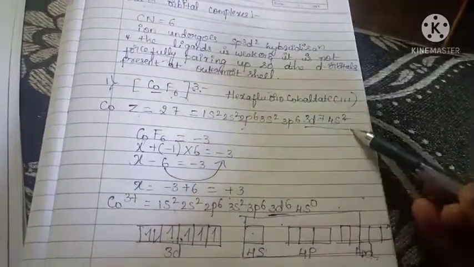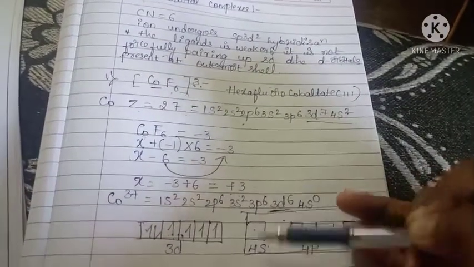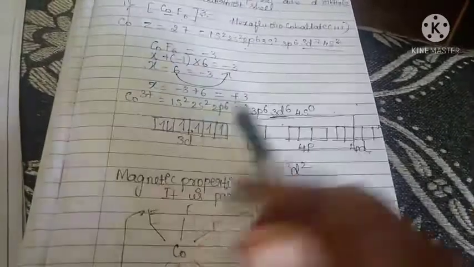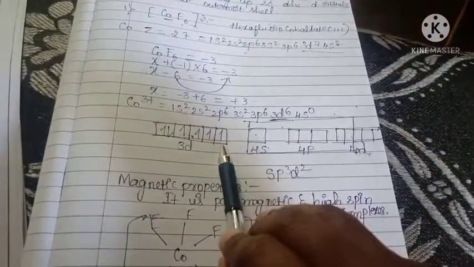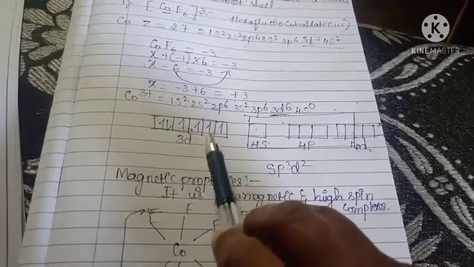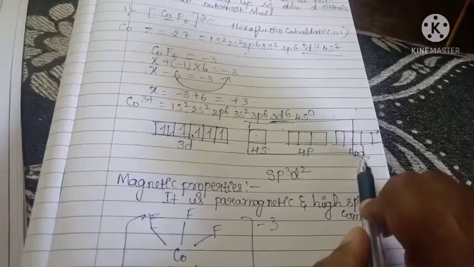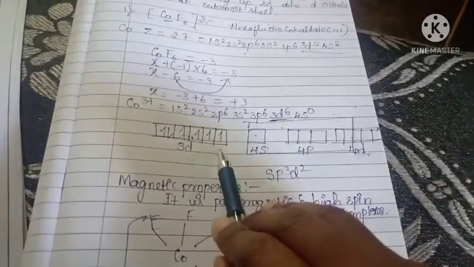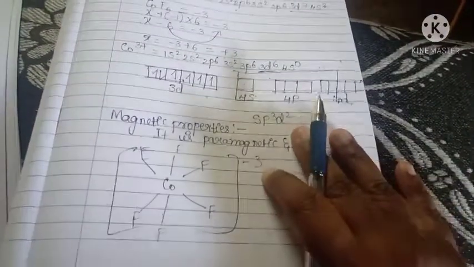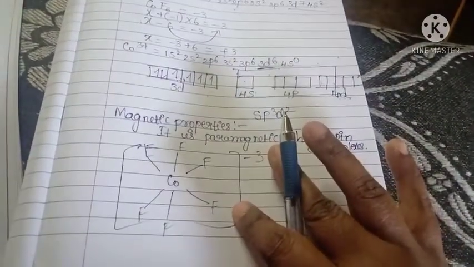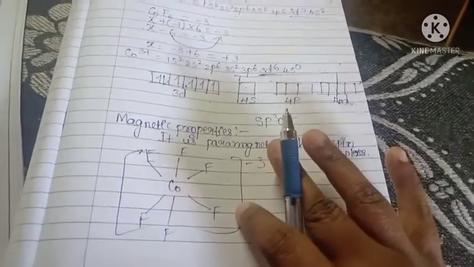We have to know the electronic configuration and the oxidation number, and you have to write this. And in the last examples, here there will be pairing up taking place, but in this example there is no pairing up taking place, so that's why we are taking outer d orbitals, and it has an unpaired electron, so it is paramagnetic and a high spin complex. And this is the example structure of the hexafluorocobaltate 3 ion.